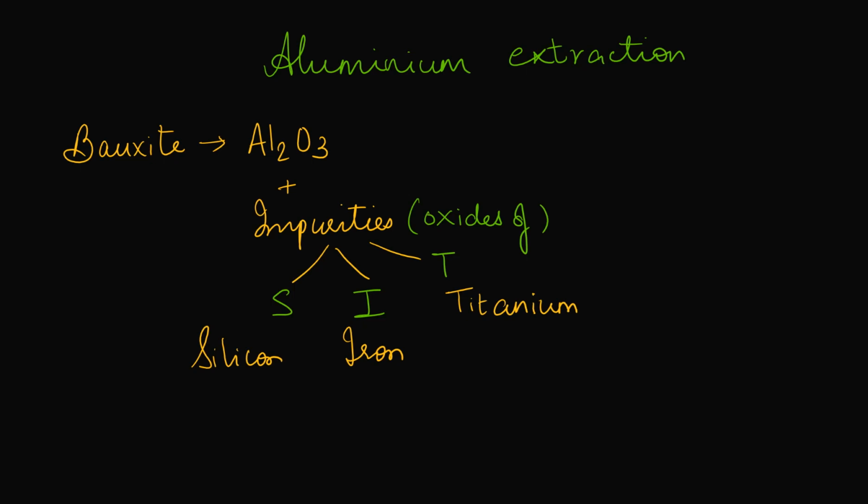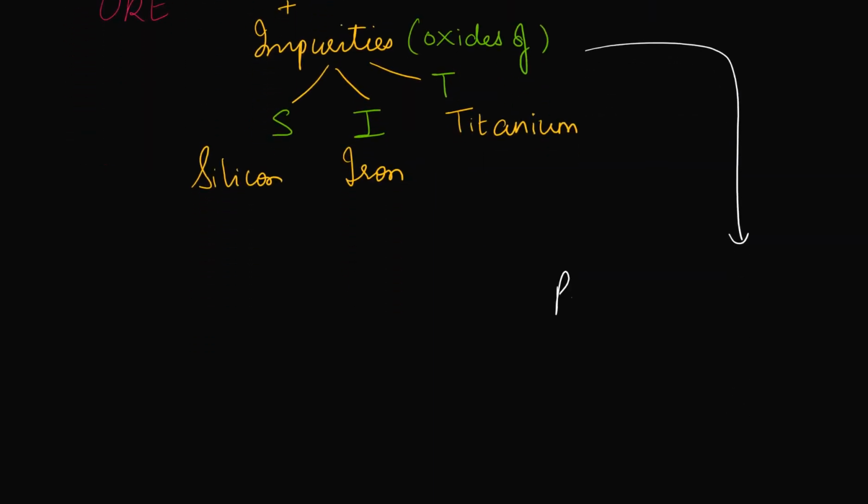So this ore definitely cannot be used directly. So we need to purify the ore. The next thing that happens to this is purification. So the ore is purified. Okay, and how do we purify the ore? We purify it by adding sodium hydroxide to it.